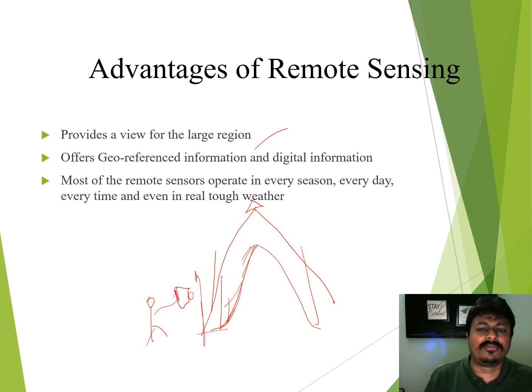So this is a big advantage, and you can retrieve the information in a digital manner, and all this information will be georeferenced. And these remote sensors can operate automatically without any help of human beings. It can collect the information. It can capture digital images of the land surface continuously, every season, every day, every time, right?